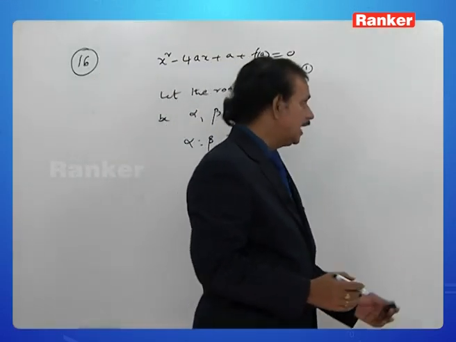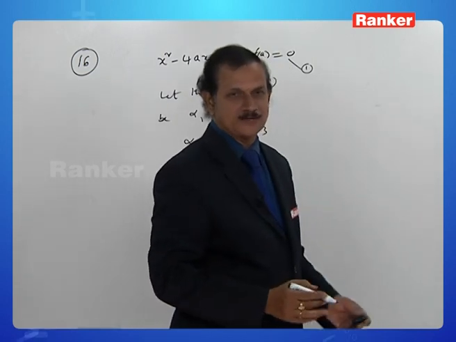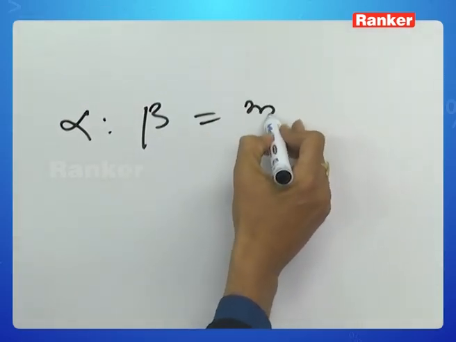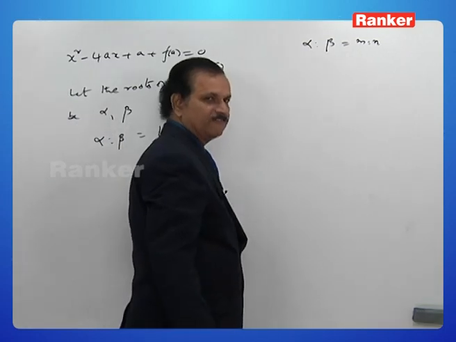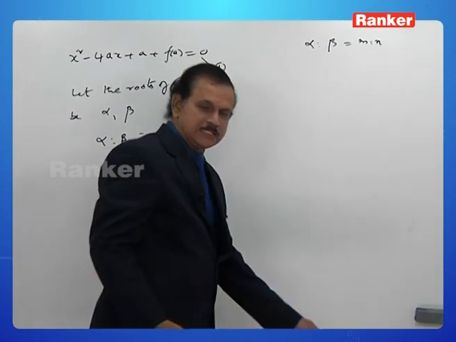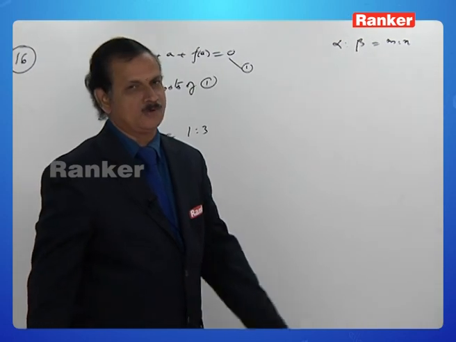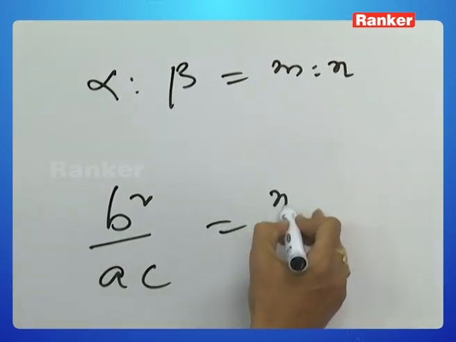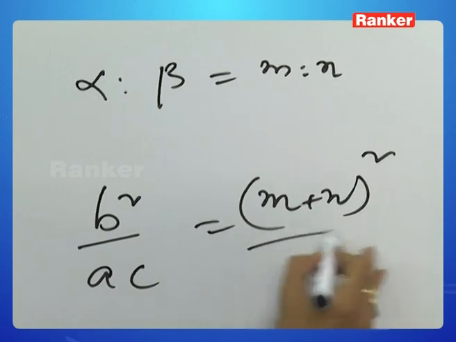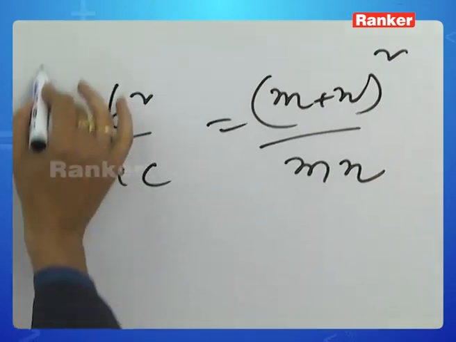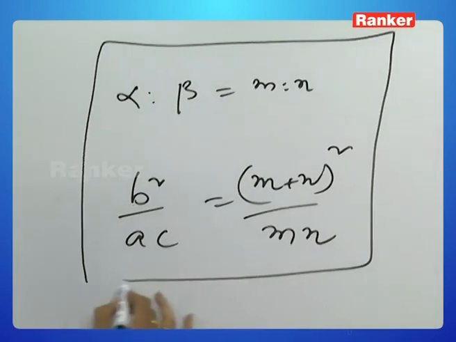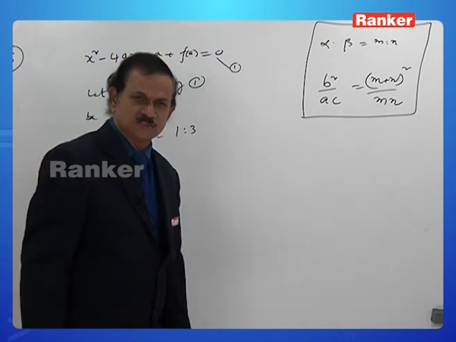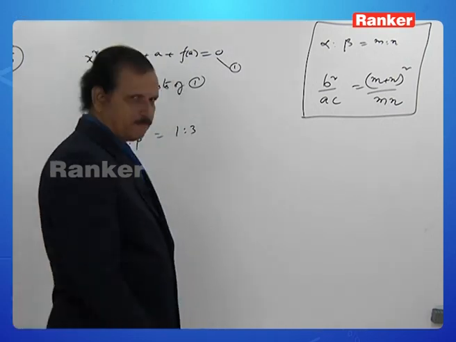Why? Because from our earlier knowledge of quadratic equations and expressions, we have a beautiful formula. If alpha is to beta is equal to m:n, that is, if the roots of a quadratic equation are in the ratio m:n, then b square by ac is equal to m plus n whole square by mn, in the case of a general quadratic equation ax square plus bx plus c is equal to 0. That is a well-known result, such a famous result it is. Let us now make use of that.